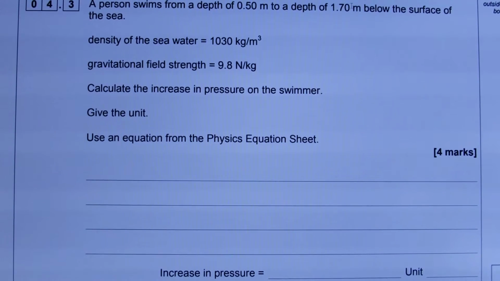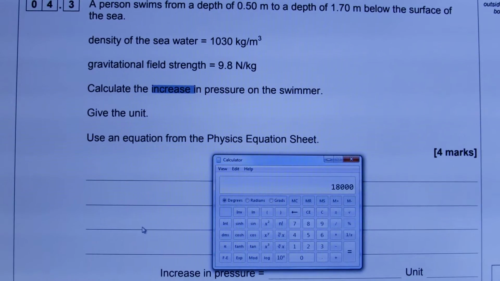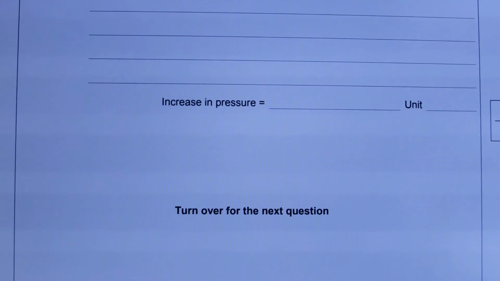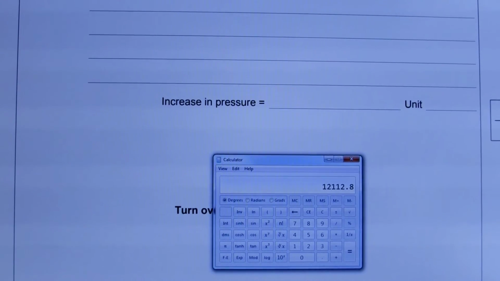The change in depth is 1.2 metres because they want the increase in pressure, so we'll have a change in depth of 1.7 minus 0.5, which is 1.2 metres, multiplied by 1030 kilograms per cubic metre, multiplied by 9.8 newtons per kilogram, because we don't want kilograms per square metre, we want newtons per square metre. 9.8 times 1030 times 1.2 equals 12,102.8 newtons per square metre. There's actually a space for the unit here as well. Could of course call this 0.121 hectopascals if you really wanted to.